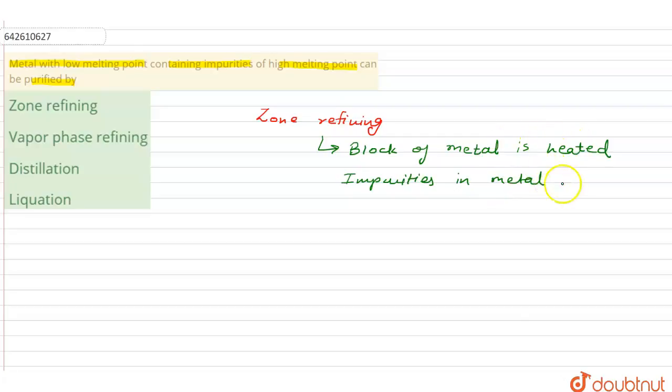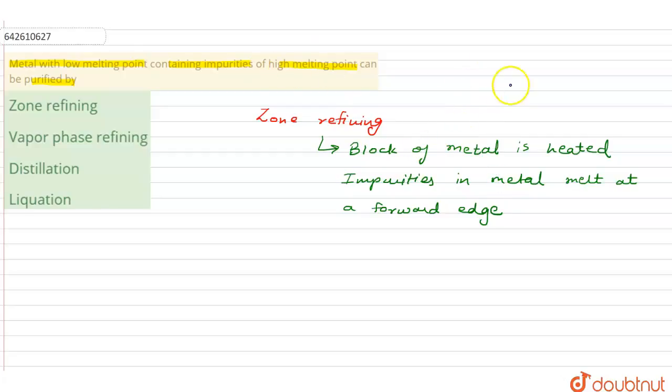melt at the forward edge, or otherwise I would say they go on moving with the heater itself. The remaining part which is behind the heater gets recrystallized into a solid metal in a pure form. So the impurities in the metal will go on melting and proceeding as the heater proceeds in the forward direction, and at the end of it the impurities are removed and the whole block of that particular metal is purified. So this is what is called zone refining.